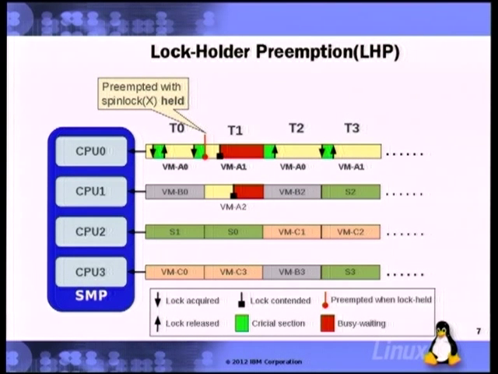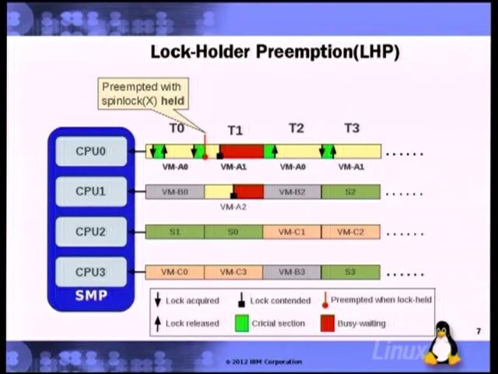The scheduler decides to preempt it without knowing that, for the scheduler, the vCPU is basically just a thread. It doesn't know that the guest kernel might have taken a lock inside the guest. So it preempts the vCPU with the spin lock held.